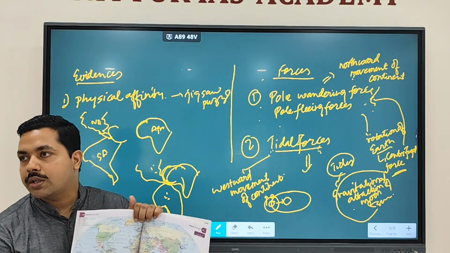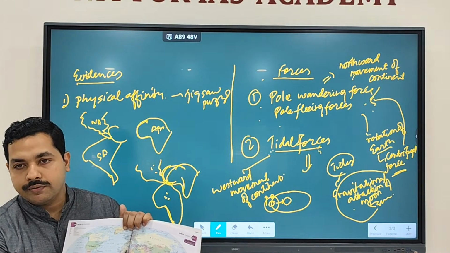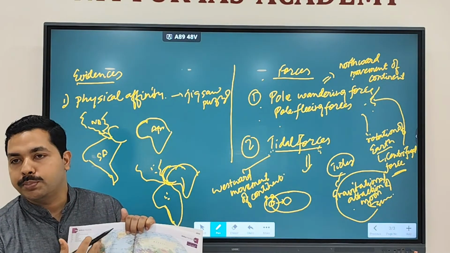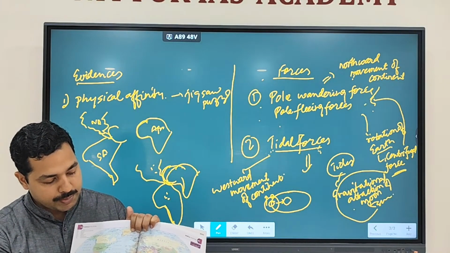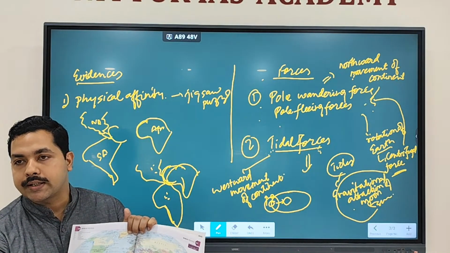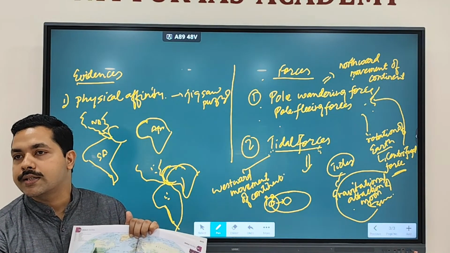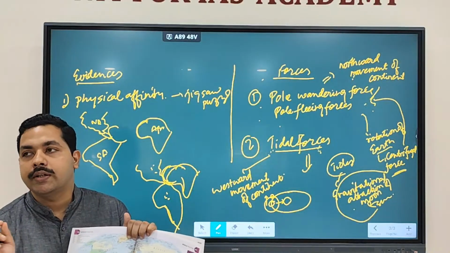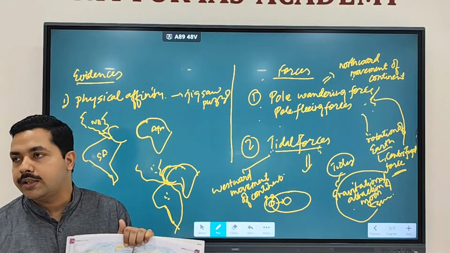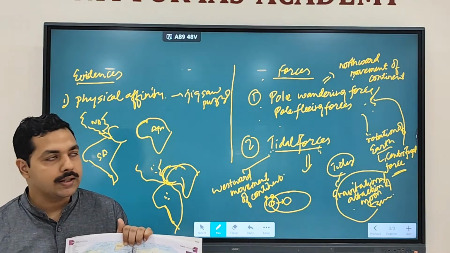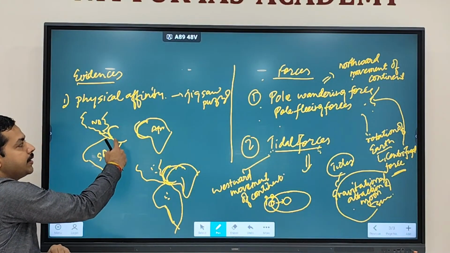So this is called physical affinity. He says that this part of Africa has broken away from Northern and Southern America. Why has it broken away? Because this part is exactly fitting into the space over here between Northern America and Southern America. So this is one of the evidences he is giving, physical affinity. Clear? Like a jigsaw puzzle, this particular part is fitting into this region.